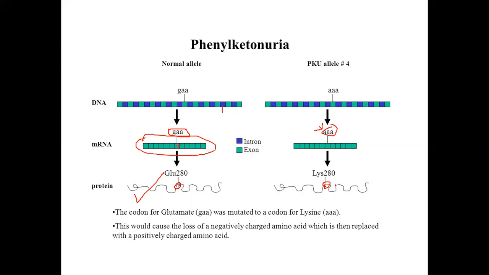And therefore, if the kid eats a lot of protein that has a lot of phenylalanine amino acids in it, the phenylalanine will accumulate in his body and cause all those problems that we just talked about. Now, another type of disease that you can get from a substitution mutation is sickle cell anemia.